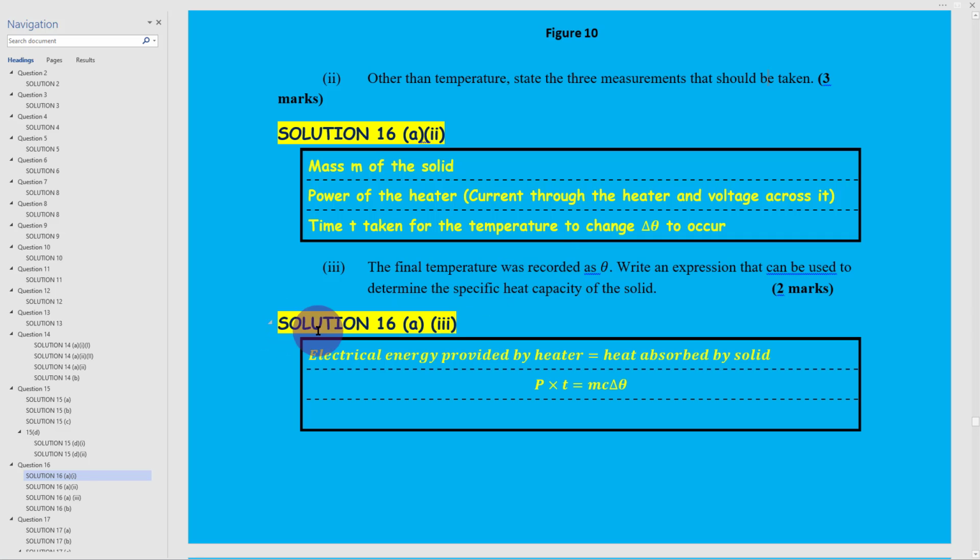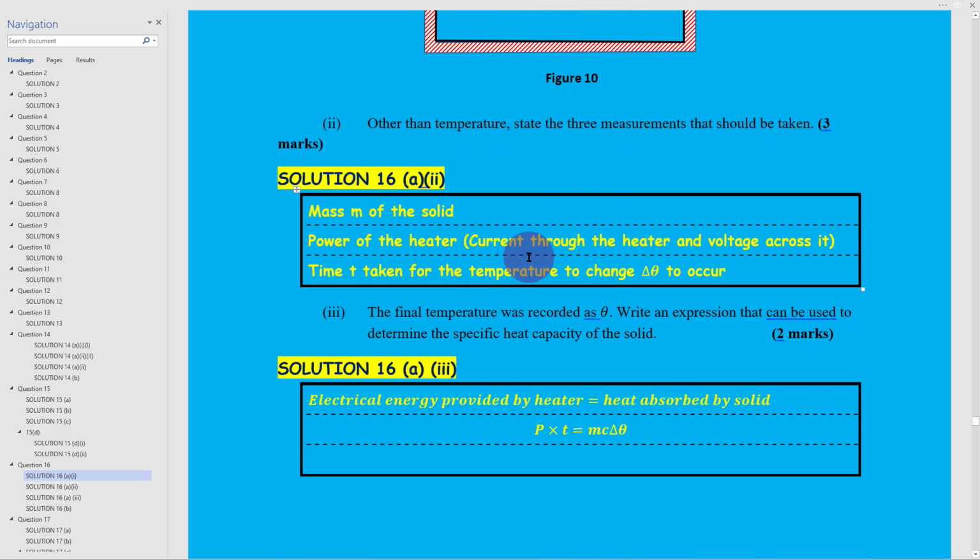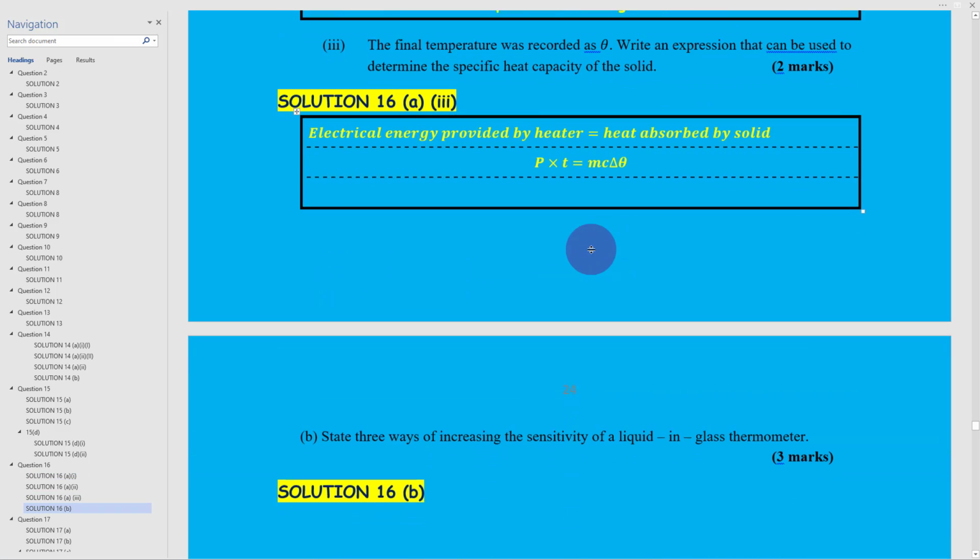So let's look at the solution. The electrical energy provided by the heater would be equal to the heat absorbed by the solid. Of course, this would be power times time equals mc delta theta. Like I said, in the absence of this power, we would put I times V. That is why we needed to record the voltage and the steady current which is flowing through the heater.